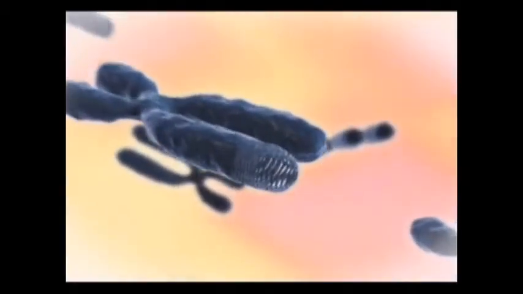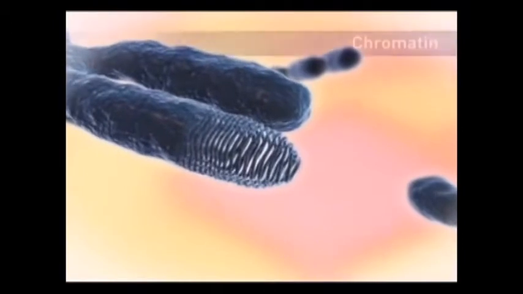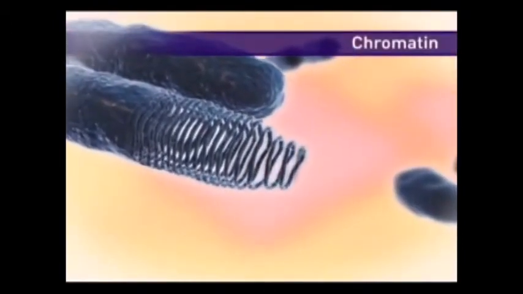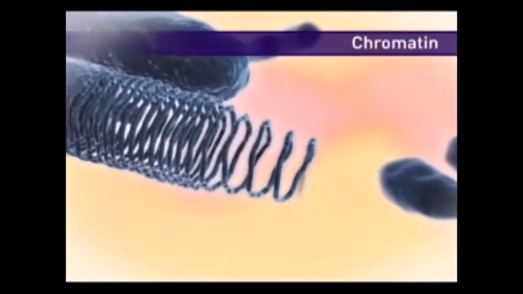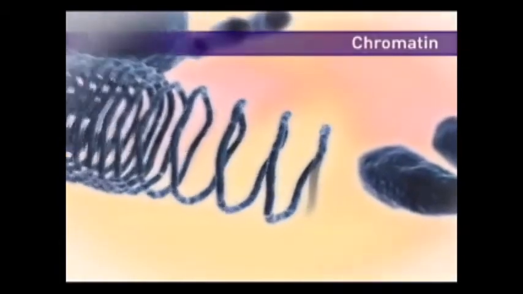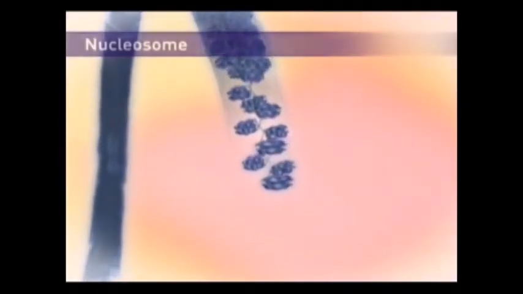Within the chromosome, DNA is packaged into chromatin. Chromatin consists of DNA, structural histone proteins, and non-histone proteins. Within chromatin, the repeating unit is the nucleosome.